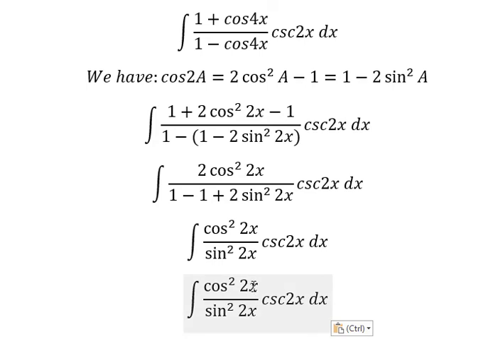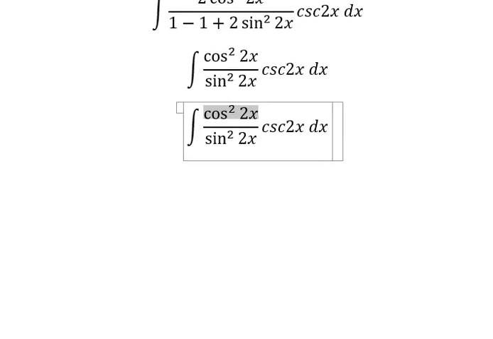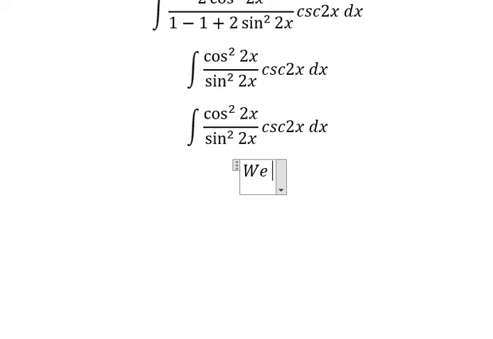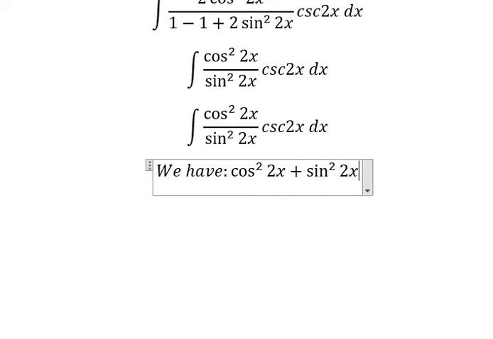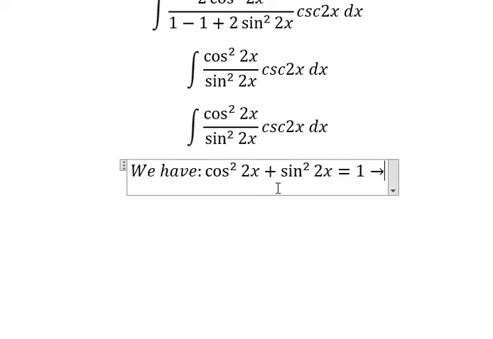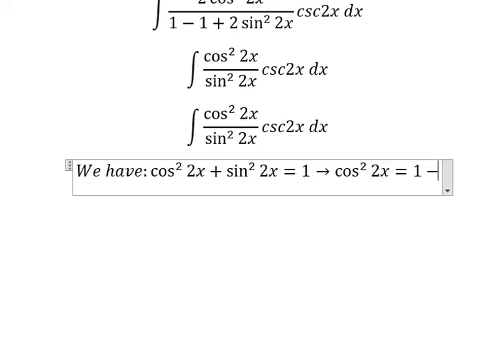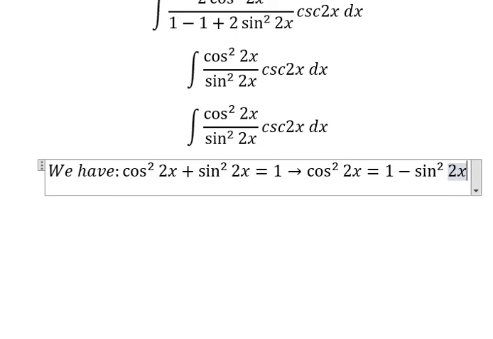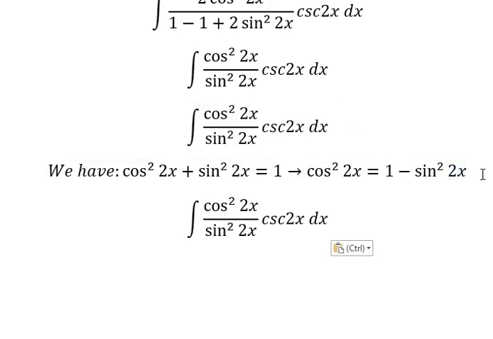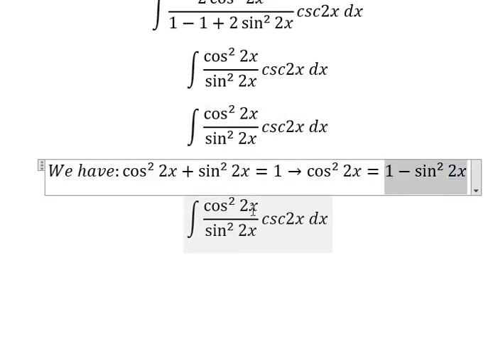About cosine 2x squared, we can change it into 1 minus sine 2x squared because we have this one. This is about trigonometric identity. So because we have cosine 2x squared, I will put this one to the right, and you get 1 minus sine 2x squared. So I will put this one in here.